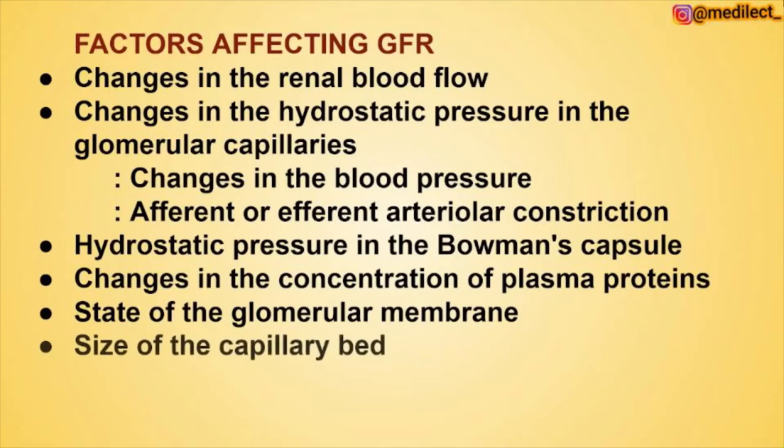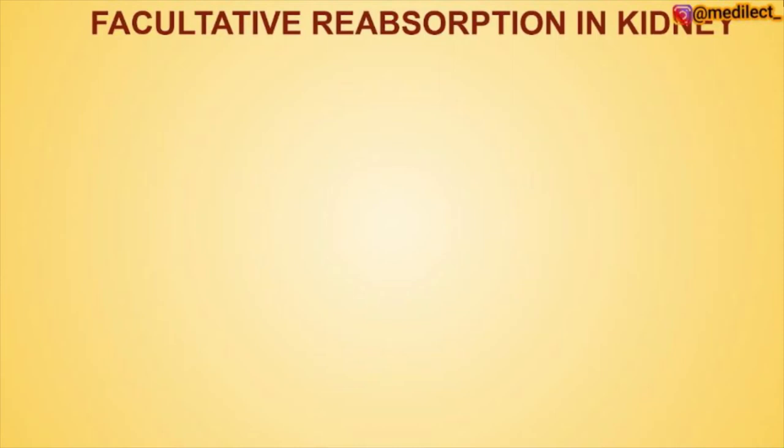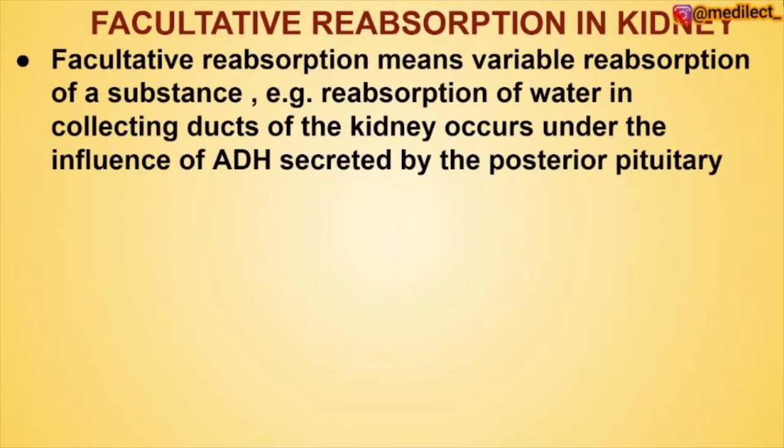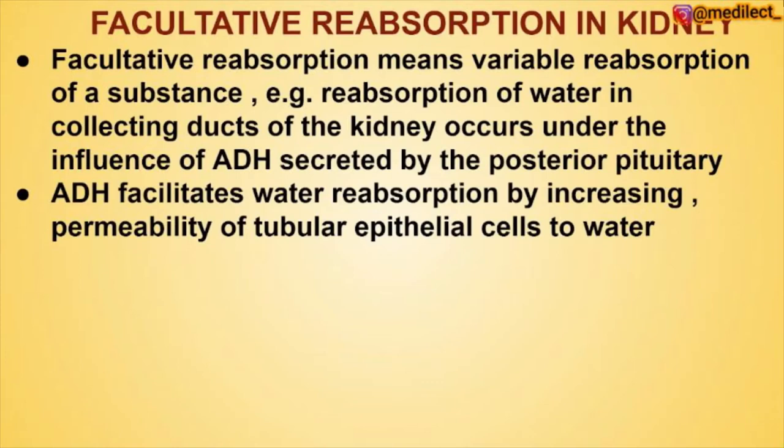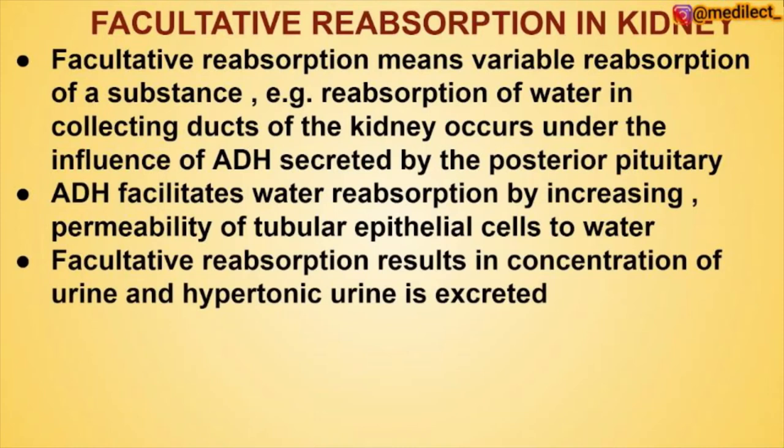Now, what is facultative reabsorption of a substance in the kidney? This means there is variable reabsorption of a substance occurring in the kidney according to the body requirement. For example, if a human body requires water, they are suffering from dehydration. So what will the body do? Under the influence of the antidiuretic hormone, the kidney will cause reabsorption of water in the collecting ducts. And this ADH facilitates the water reabsorption by increasing the permeability of the tubular epithelial cells to the water. This reabsorption results in the concentration of urine, and hypertonic urine is excreted.